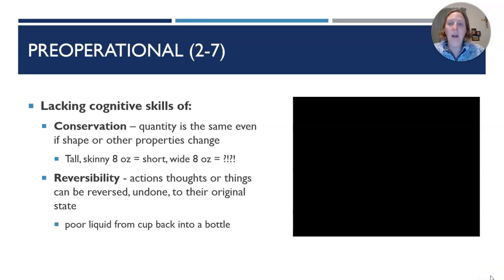Pre-operationally aged children also lack certain cognitive skills. They do not have a concept of conservation or reversibility. So conservation meaning that the quantity is the same even if shape or other properties change. So if you take a tall skinny water bottle of 8 ounces and you pour it into a short wide cup that still holds 8 ounces, you're going to think that the one in the short cup is less. The child's not going to understand that even though they're a different shape, that they're actually the same quantity. They're going to see things as tall or flat, big or skinny, that sort of thing.